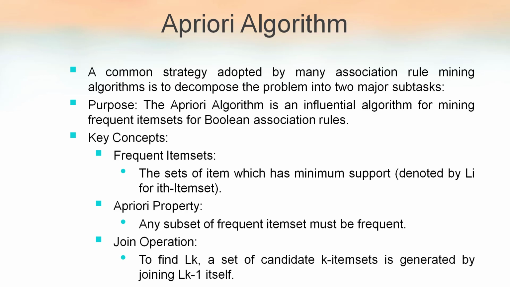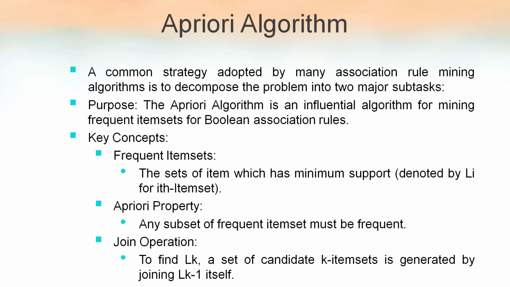Apriori algorithm is one of the frequent item set mining methods. Apriori algorithm is used to find frequent item sets by candidate generation. Here you need to remember three main key concepts. First is the frequent item set, denoted by Lk. Lk means the sets of items which have minimum support. Next is the Apriori property. This property is used to improve the efficiency of the level-wise generation of frequent item sets.